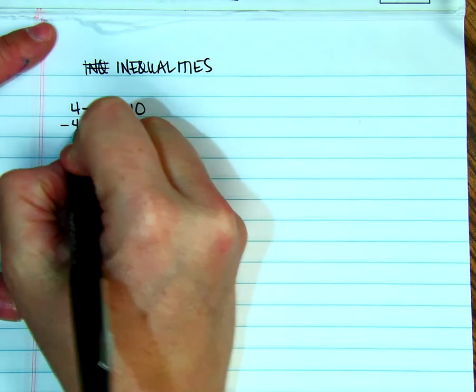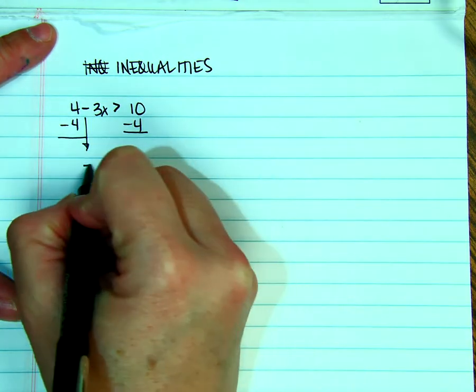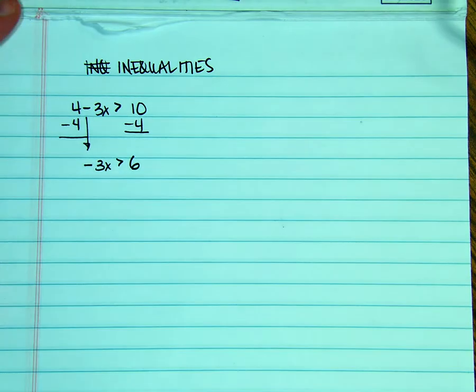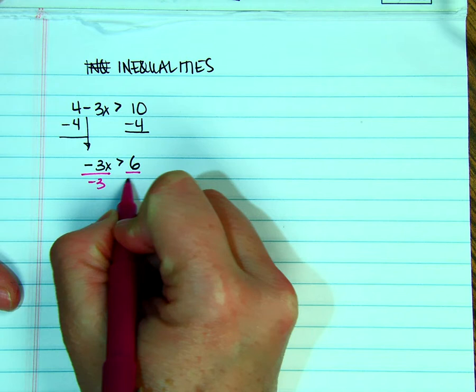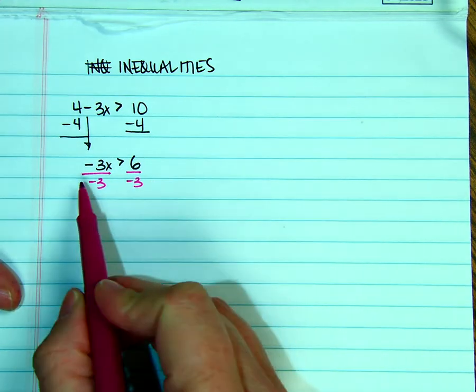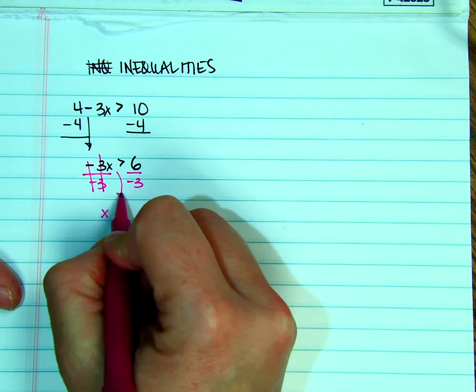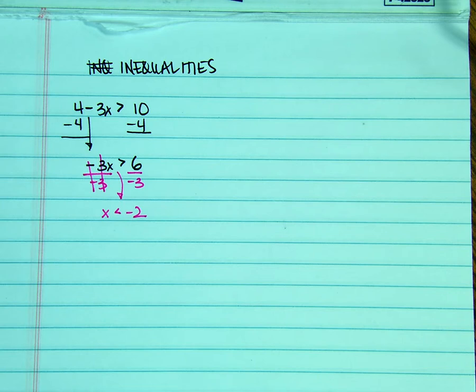So I'm going to subtract 4 on both sides. Do not forget to drop down the negative with the 3x is greater than 6. This is that one rule that you have to remember: if you multiply or divide both sides by a negative, which we are doing right now, then in the next step you have to switch the sign. So x is less than 2.